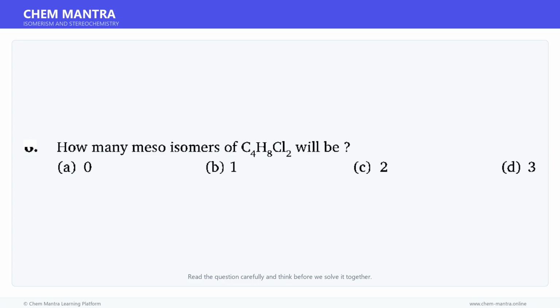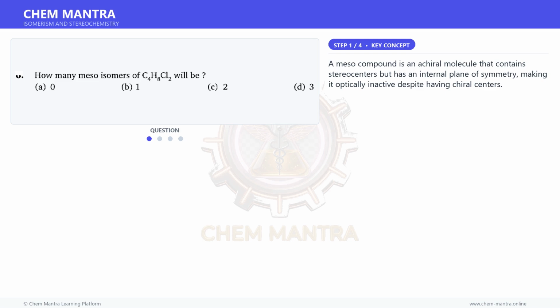Here is a question. Read it carefully and think about the answer. Let us solve it step by step. Let us first understand the key concept here. A meso compound is an achiral molecule that contains stereocenters but has an internal plane of symmetry, making it optically inactive despite having chiral centers.